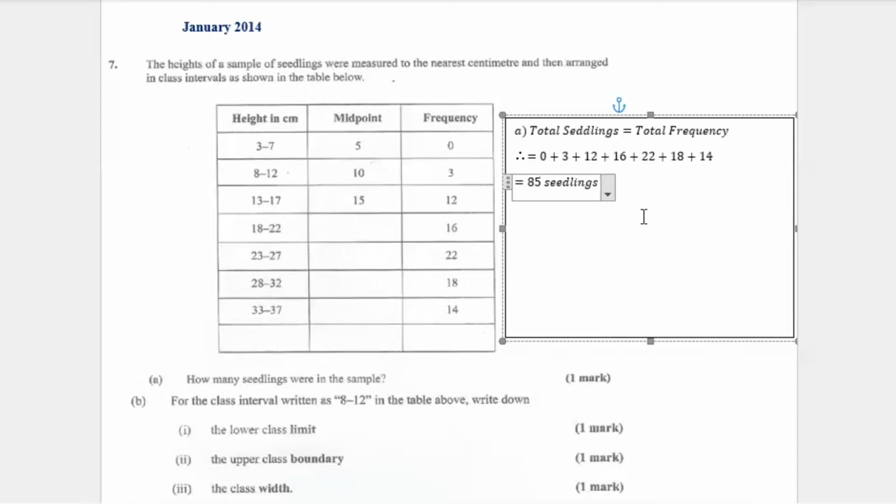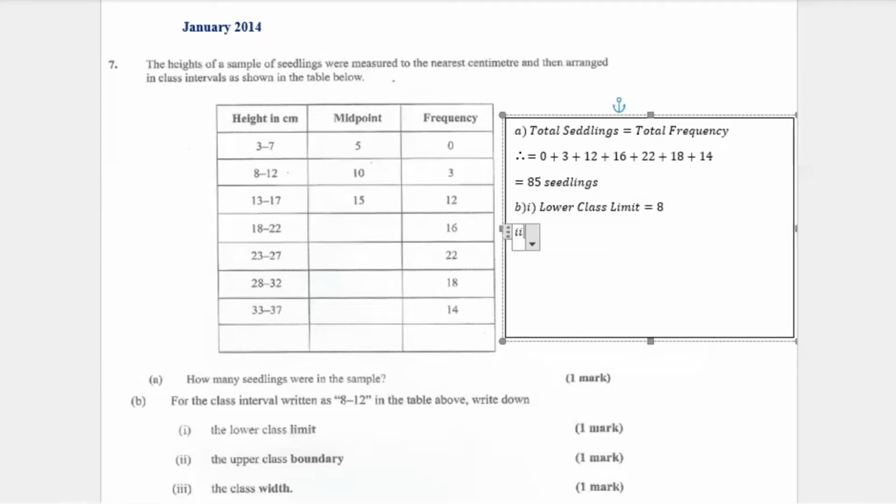Part B now says, for the class interval written as 8 to 12, so we're interested in the second class interval, 8 to 12, they want us to write down. So we're now on to part B. Part B1, they want us to write the lower class limit. So lower class limit is equal to, I just explained what that is. So the lower class limit would be 8. If it asks you for the upper class limit, it would have been 12. So that is part 1.